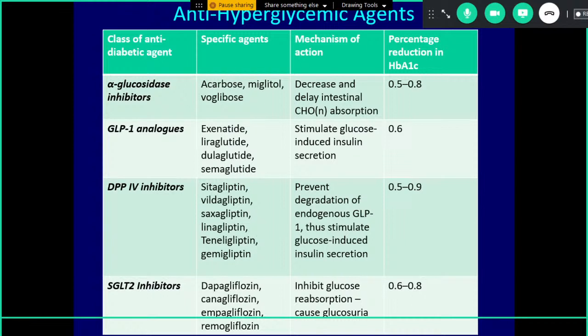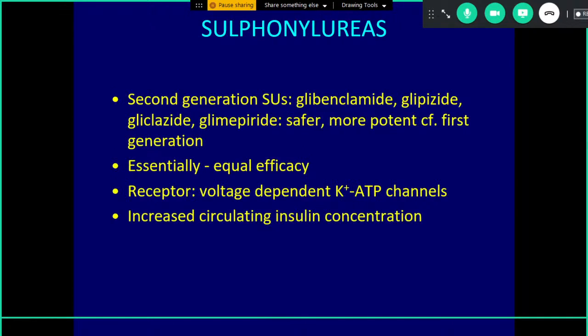So again, positive things about these agents. Let me now take you through each of these categories in some detail. As I said, glibenclamide, glipizide, gliclazide, glimepiride are the second generations. The early generations were tolbutamide, chlorpropamide. We don't use those. They are more potent.